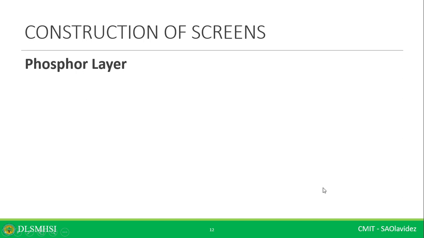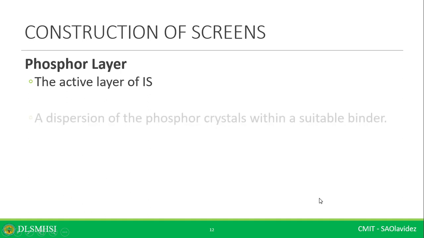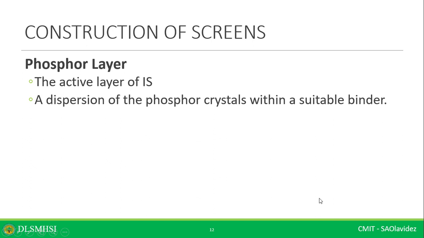Behind the supercoat is the phosphor layer. It is the most important part and active layer of the intensifying screen. It is made from a dispersion of phosphor crystals within a suitable binder. The usual thickness of the phosphor layer is around 150 micrometers, but can reach a thickness of up to 300 micrometers.